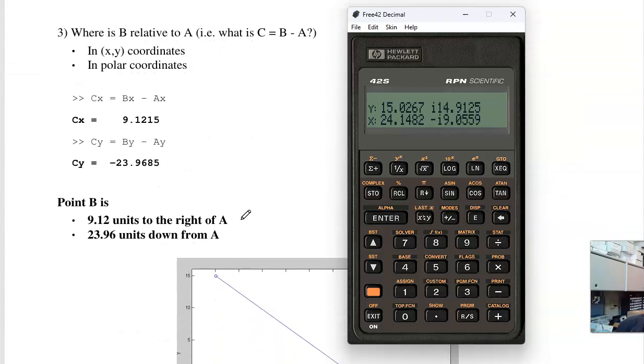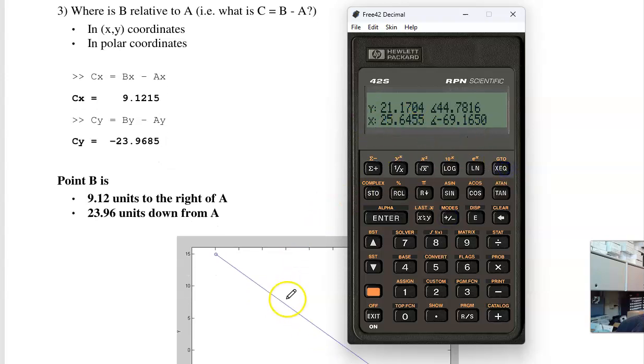Problem 3 is, where is b relative to a? So this is b, this is a. If I take the difference, I got a sign error. I did a minus b, so that's why I do the sign flip. Point B is 9 meters to the right, 23 meters down. If I want to look at it in polar form, it's 25 meters away at minus 69 degrees.